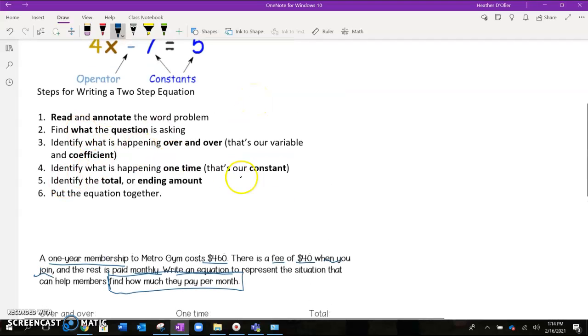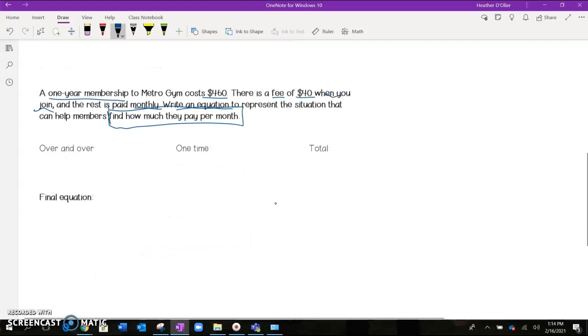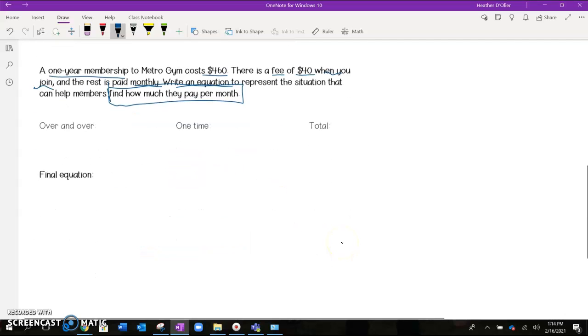Now, identify what is happening over and over. Okay, so it's got to be something that doesn't happen just one time. It's not the ending amount. There's usually some words in there to help me. So I've got the Metro Gym costs $460. It doesn't sound like that's happening over and over.